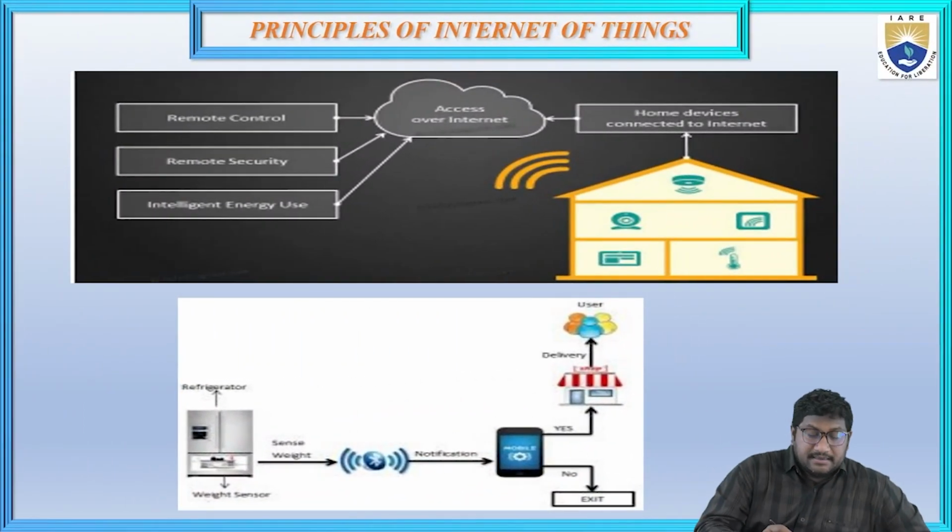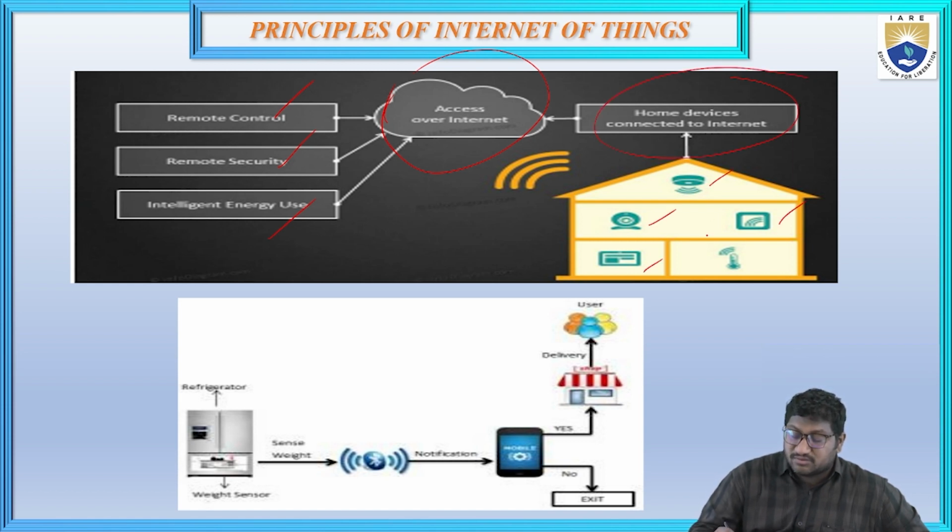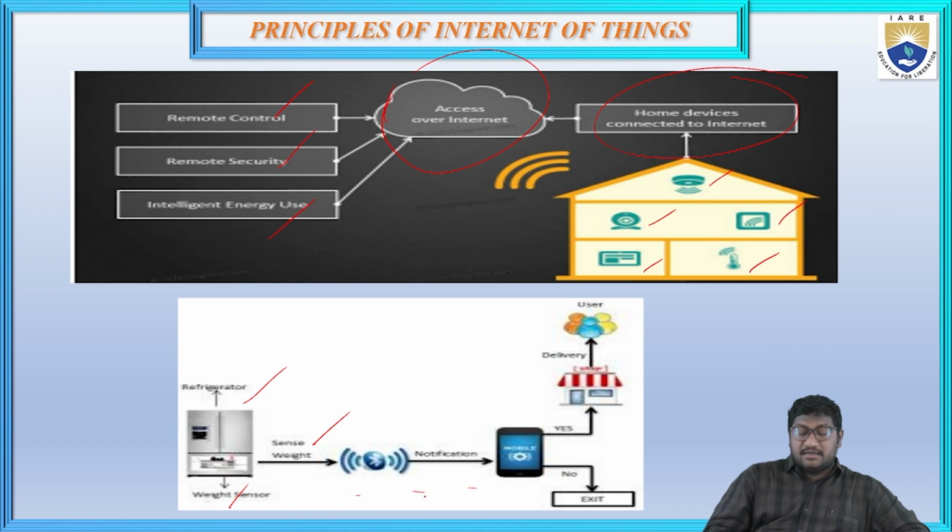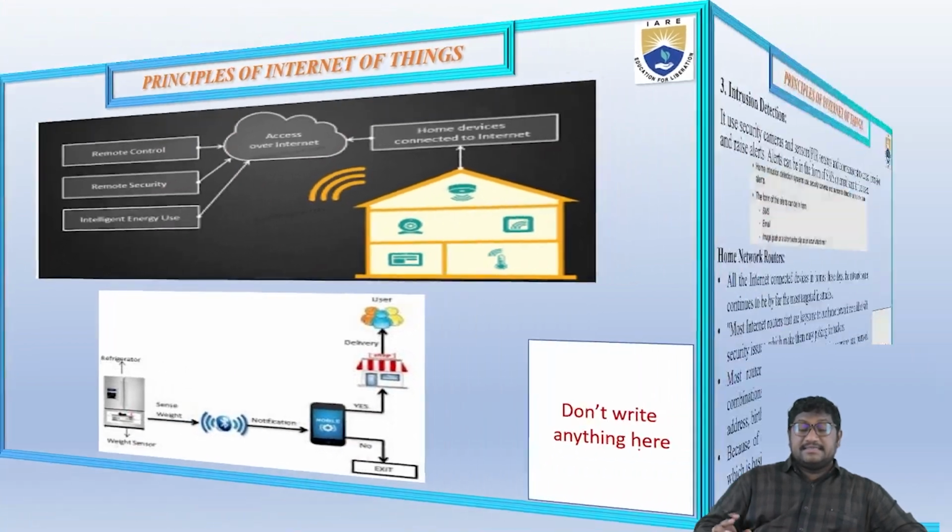And have a look here. These are the remote control, remote security and intelligence features, which are connected with the internet. And these are connected to home devices, the various kinds of devices which are connected in your home automation. See here, it is explained in the form of a real-time application. This is the refrigerator and this is the weight sensor. By sensing the weight, it sends a notification to your smart electronic gadget placed here. If it is yes, it is going to be information. If it is no, it is going to exit. This is how things work.